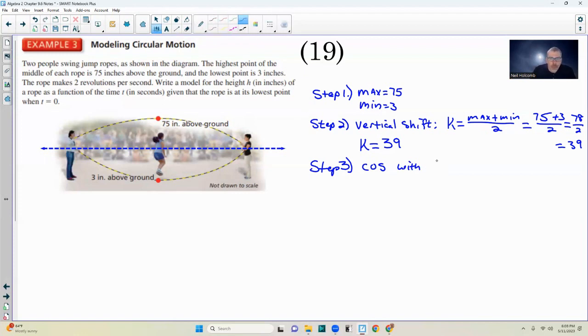h equals 0. No horizontal shift. So we want to find the amplitude and period next. So step 4, amplitude.